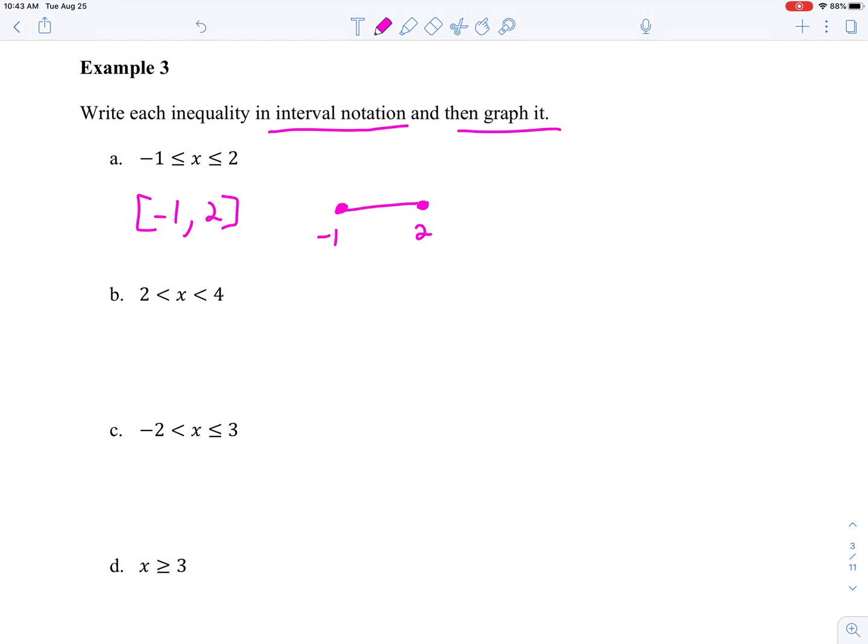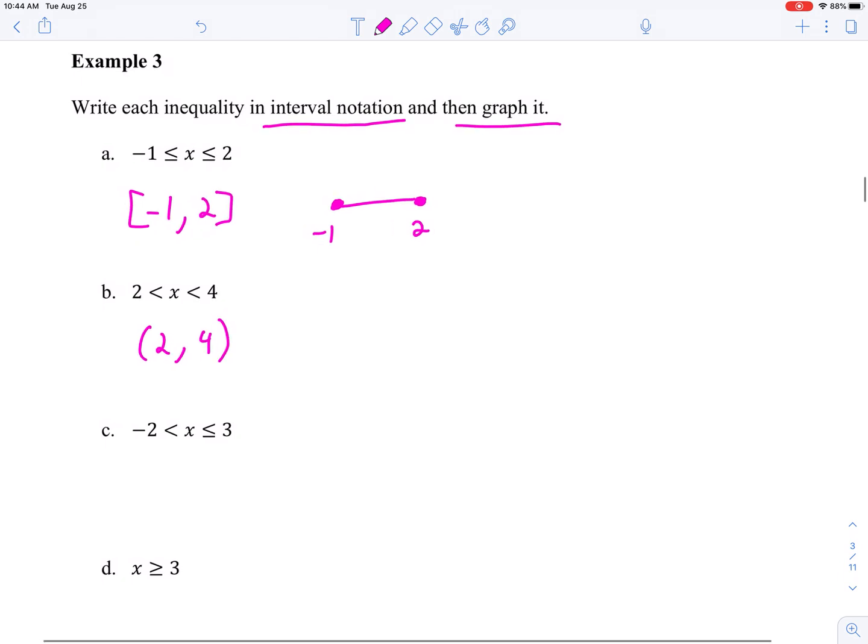Next one here, 2 less than x less than 4. So the strictly less than symbol means not including those endpoints. So not including 2 to not including 4. So it'd be open circle at 2, open circle at 4, and connect them in between.